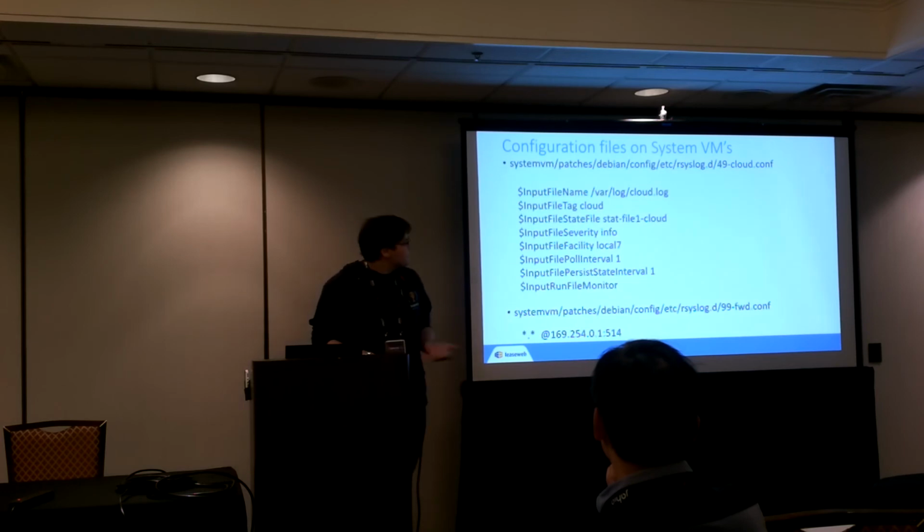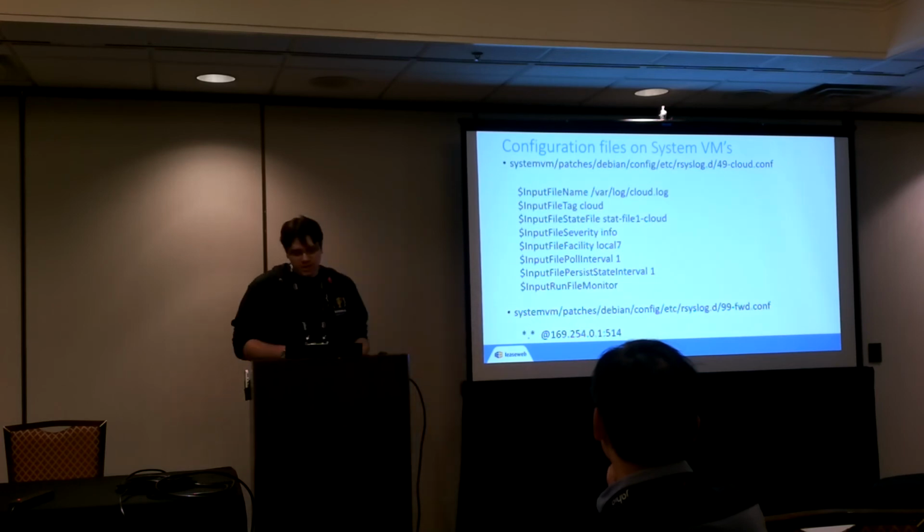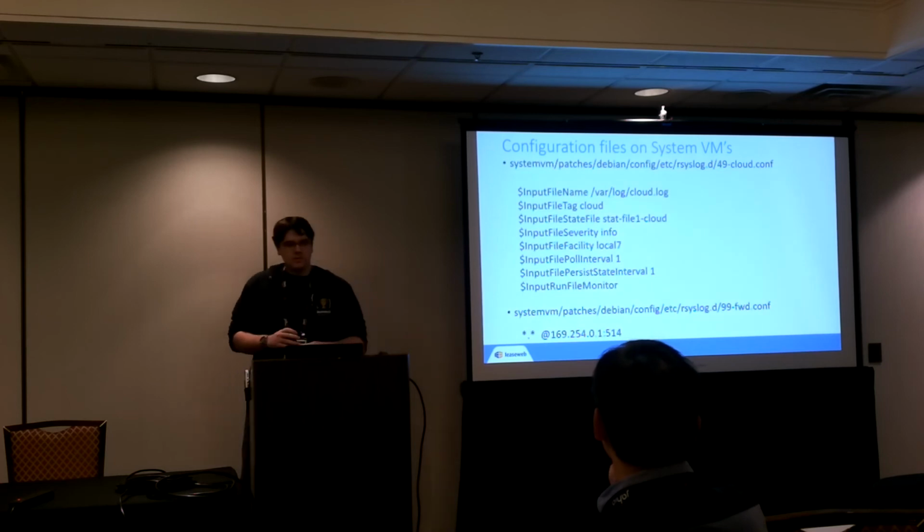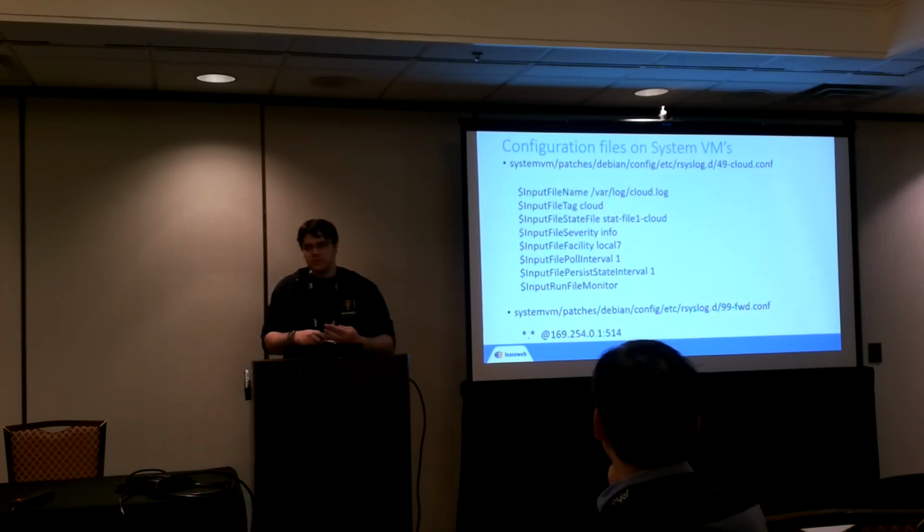So this is the configuration file for the system VMs. It's pretty much a basic rsyslog forwarder, and this one is particular for the cloud log, for the CloudStack log, and also we have a forwarder set up again for that 169.254 address, specially dynamically created on the hypervisor for KVM.